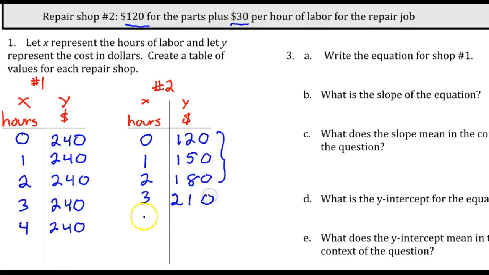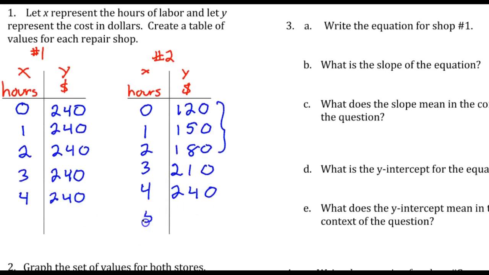It's going to get bigger. As you can see, when you get to the 4th hour, by going up 30 at a time, this is now the same. But once you go to the 5th hour, Repair Shop 2 is more expensive. And that's what this whole problem is all about, which one's cheaper, which one's more expensive. Repair Shop 1 still hasn't changed.